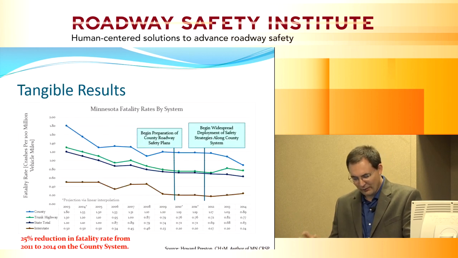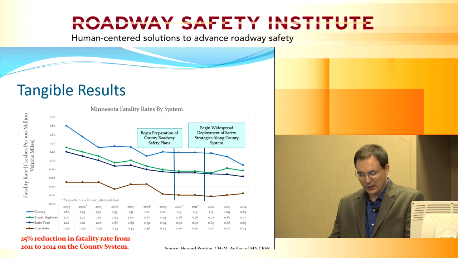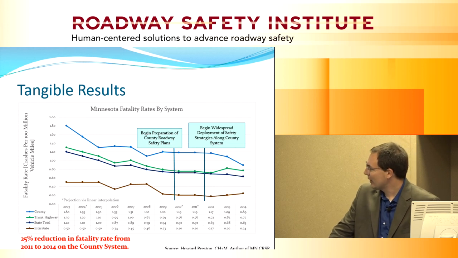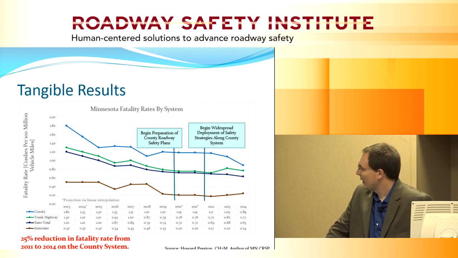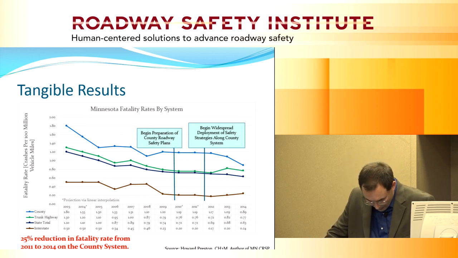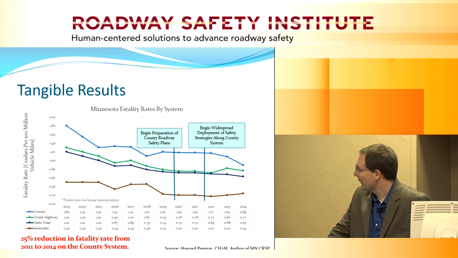And I want to kind of start finishing up here and looking at the results. We're getting some preliminary results here in Minnesota. This chart shows the crash rates by system type. And you look at the blue line, that is actually the county road system fatality rate, I should say. And the green is trunk highway, the blue is state, and the brown is interstates.